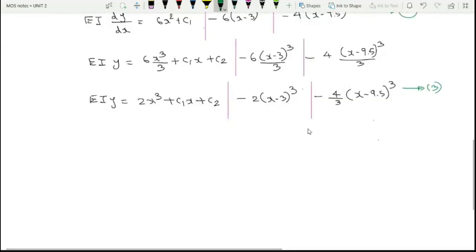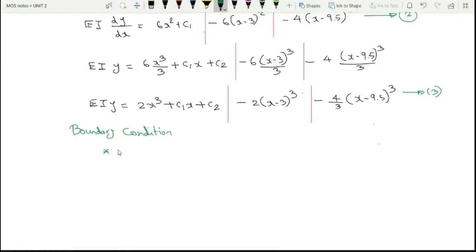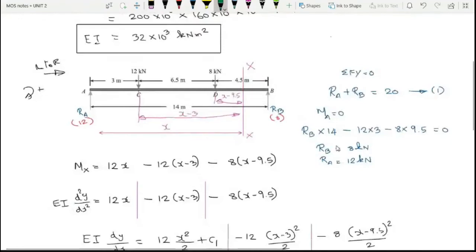Now comes the main thing. I have to apply boundary conditions. I have to concentrate on the boundary conditions. What is the boundary condition for this? Can you tell me what will be the boundary condition for this particular problem? X is equal to 0, y equal to 0. Yeah, very good. Then? Dy by dx is equal to maximum. No. That we can't apply, right? Because it is a very unsymmetrical load.